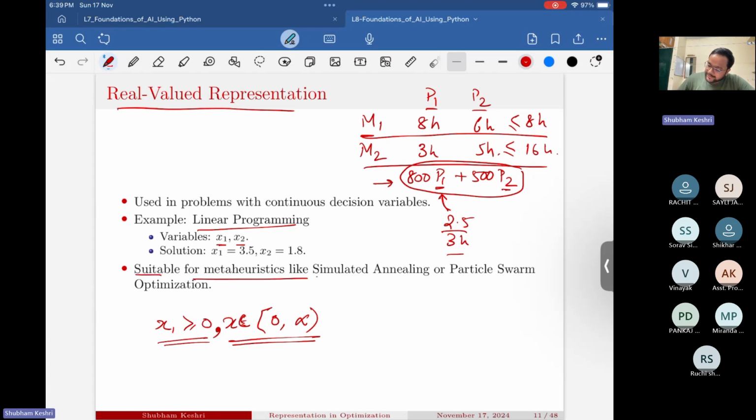Suitable for meta-heuristics like simulated annealing, particle swarm optimization. We will not go through these algorithms, right? We will only see basic algorithms and the most popular ones. So we'll not see particle swarm optimization. But I'm telling you this because if you find yourself solving such kind of problems, you should know that these kind of representations are available and you can use them to solve the problem using particle swarm optimization or something like that.